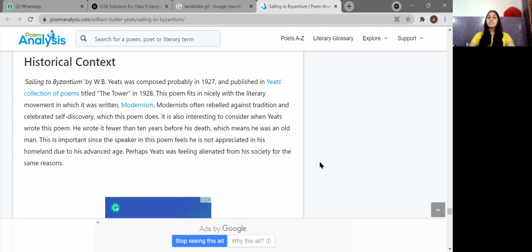Then it is also interesting to consider that when Yeats wrote this poem, he wrote it fewer than 10 years before his death. So he actually wrote it 10 years before his death, and he was just saying that I'm about to die, I'm about to die, which means he was an old man. Of course, he was old, but still 10 years is a long time.